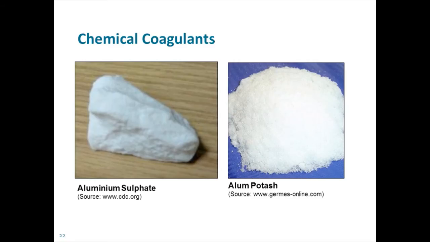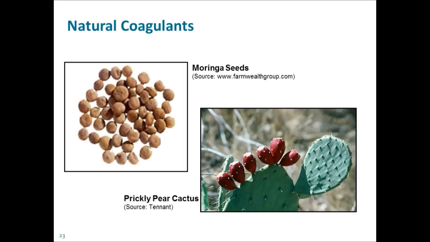Chemical coagulants that are common are aluminium sulfate and alum potash. In the slide here, we have pictures of examples of these. Other options may include polyaluminium chloride, ferric sulfate, or ferric chloride. Natural coagulants may also be used, although they are not available everywhere. Some natural coagulants are moringa seeds and prickly pear. Both can be used as a natural coagulant after some preparation.